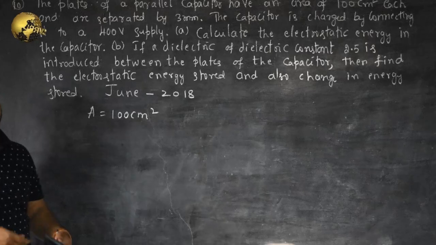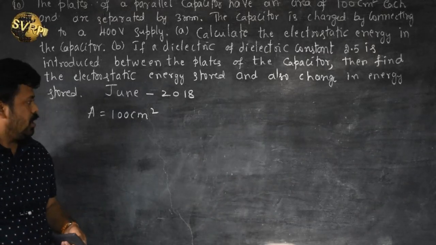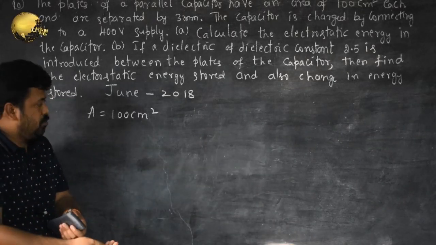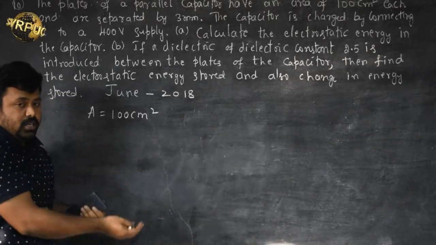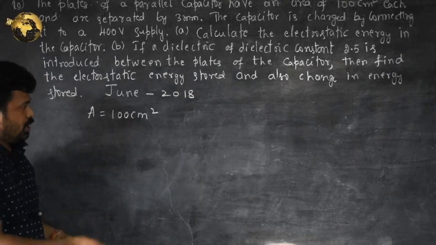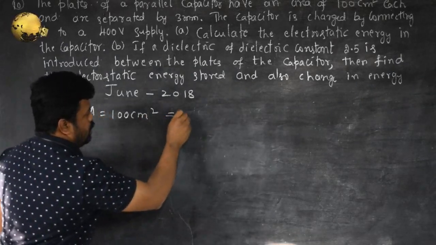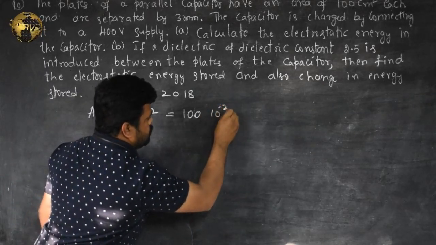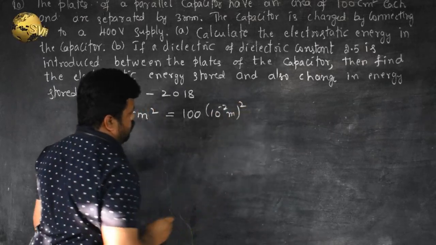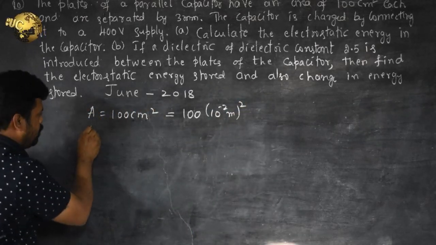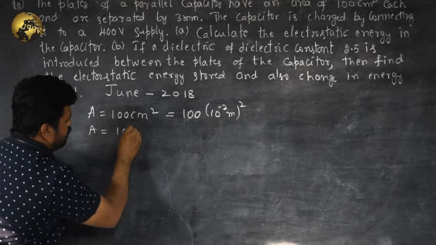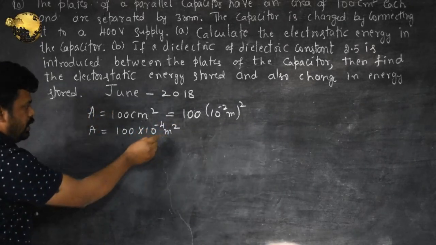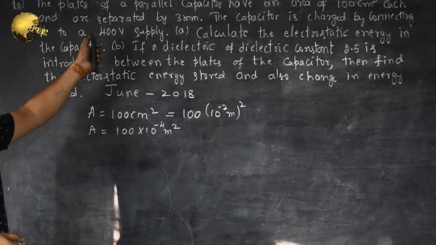The problems will use the same method repeated, but there will be a small amount of changes. Earlier you might have had millimeter square or meter square, but now it is centimeter square. So let's convert it to standard meter square: 100 centi, that is 10 to the power minus 2 meter, whole square. So the area becomes 100 into 10 to the power minus 4 meter square, the standard unit.